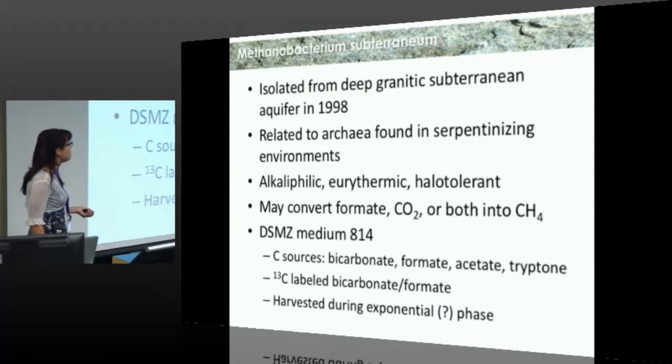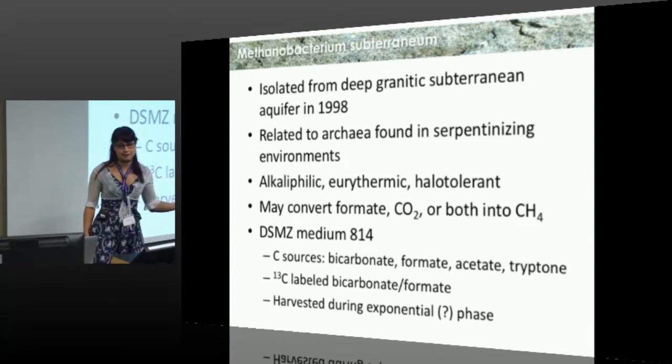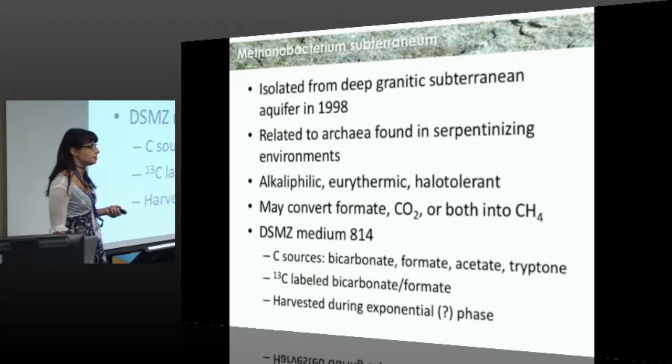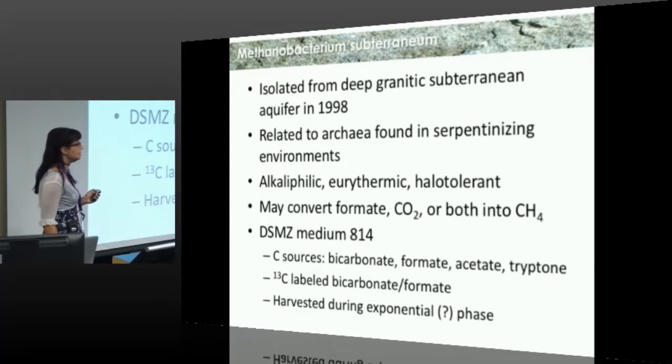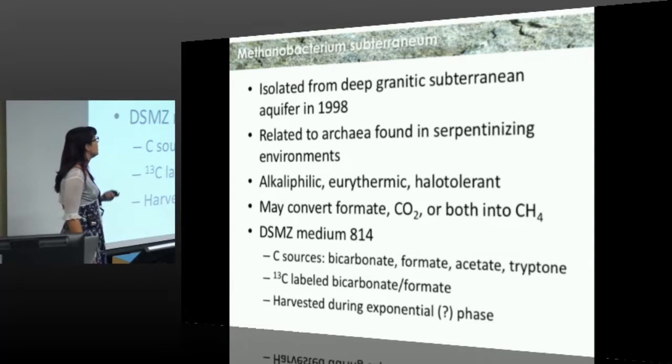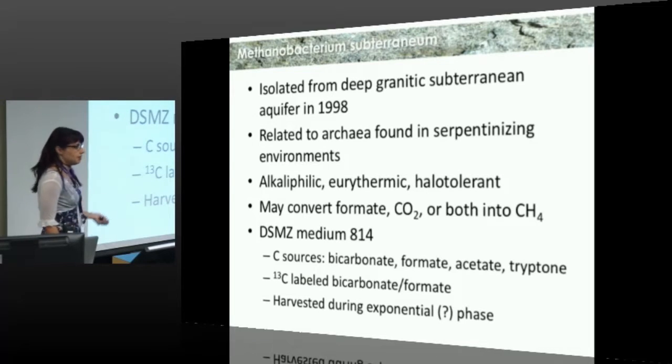So we have this isolate, Methanobacterium subterraneum, which is not from a serpentinizing environment, but it's very closely related to organisms that we have identified in serpentinizing environments, including Chromo. This was actually isolated from a subterranean aquifer, I think in Sweden in 1998. It is alkalophilic, just like the bacillus cultures, and halotolerant. It will grow at a wide range of temperatures, but it's also a methanogen. And it might convert formate, CO2, or both into methane.